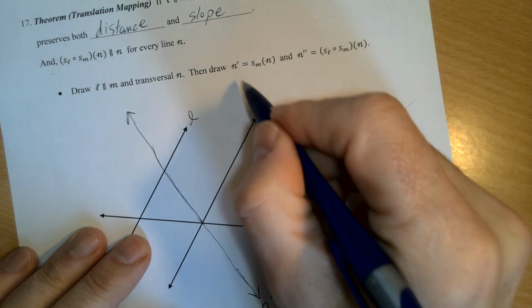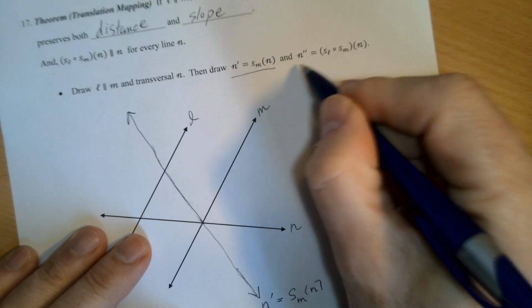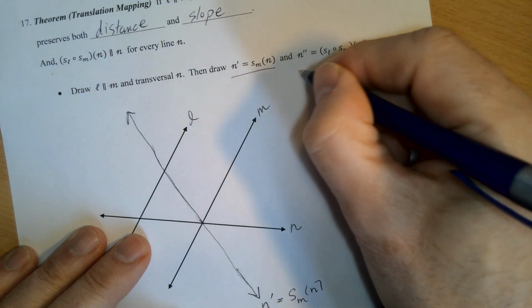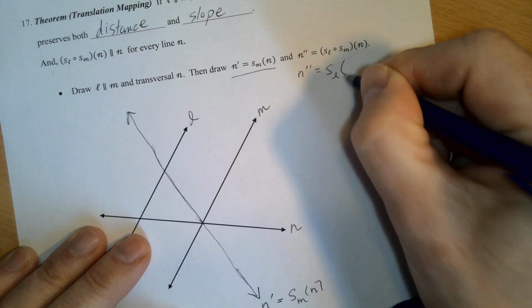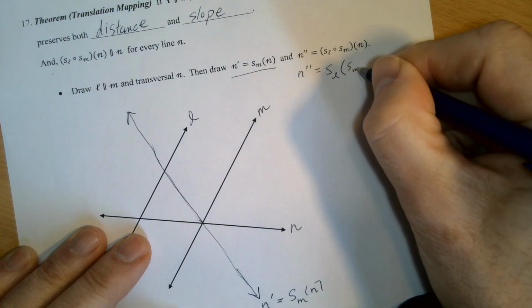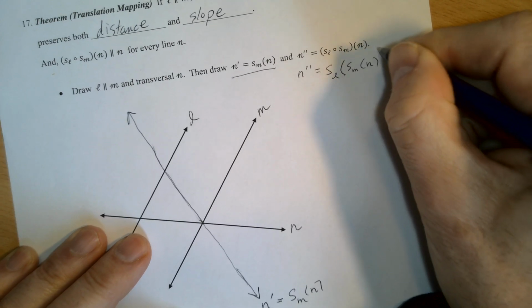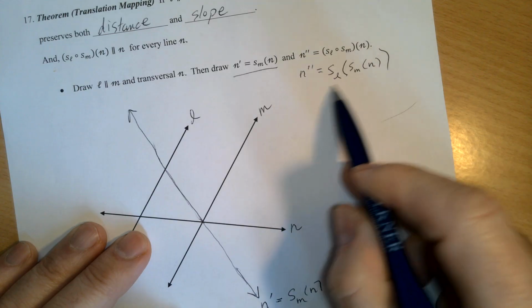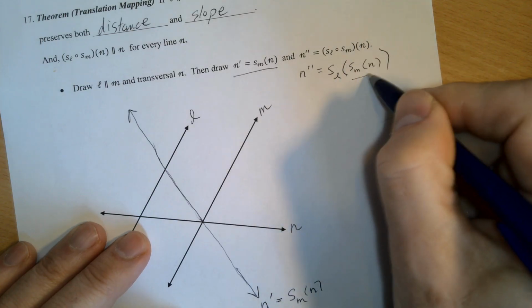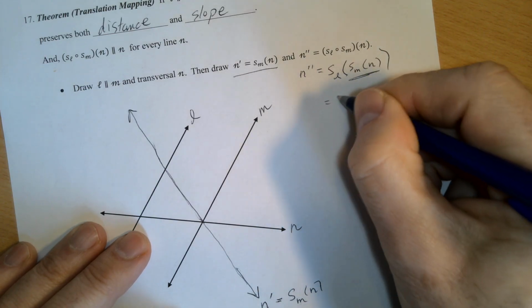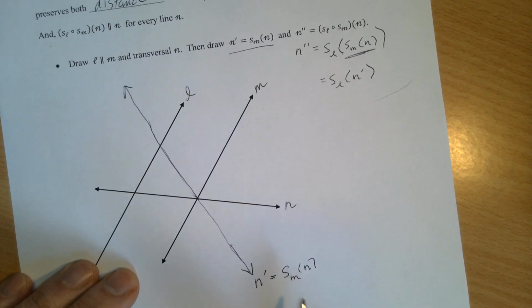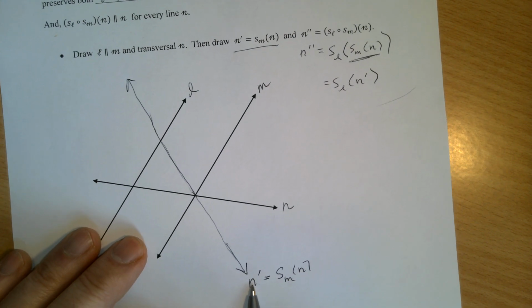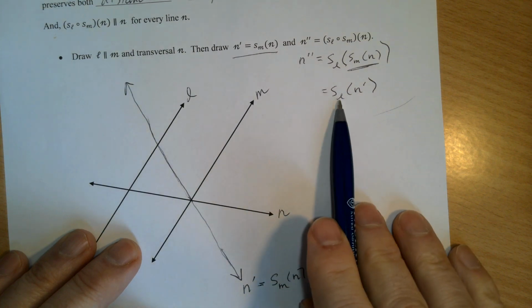Okay, and then next, I need to do this, which the other way of writing that is S sub L applied to S sub M of N. So we already computed this. That's N prime. So now I need to take this line N prime and reflect it around the line L.